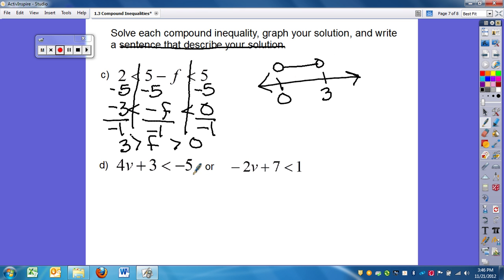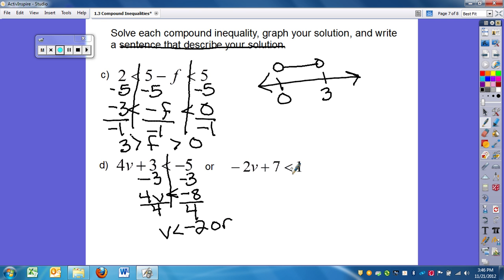D is our first OR inequality, and you keep them as 2 separate equations. You're just going to solve this one, solve the one on the right, and then you just graph them together. So here, I'm going to minus 3. I have 4b is less than negative 8. Divide by 4. I'm dividing by a positive, so I don't touch my sign. b is less than negative 2.